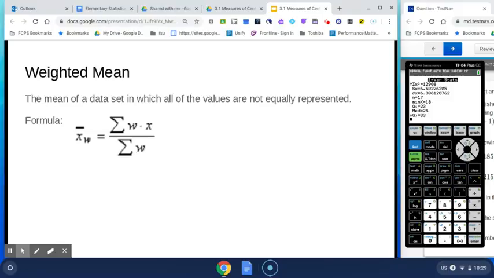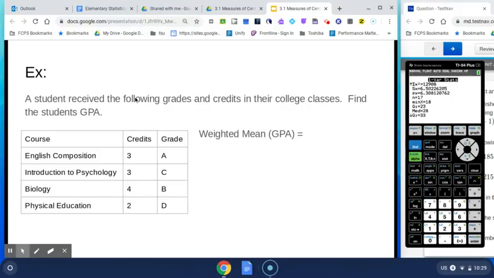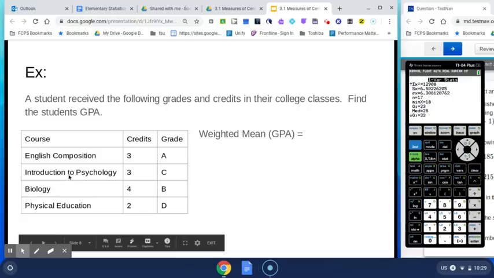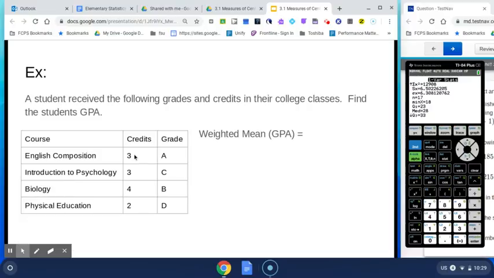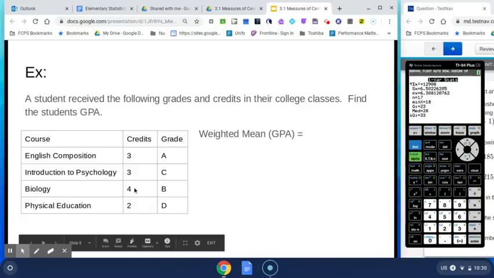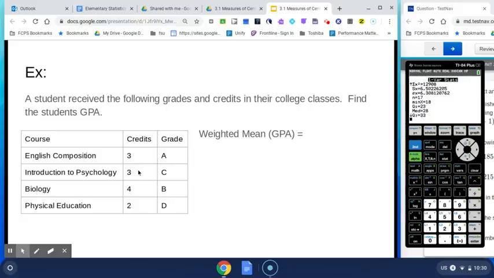Okay, so taking a look at our first example, we see a student received the following grades and credits in their college classes. We want to find the student's GPA, which is grade point average. So we're asked to find the weighted mean for the GPA, or the weighted grade. Okay, so we see that this student has 4 classes: English Comp, Intro to Psych, Bio, and Phys Ed. The credits, so each class is not weighted the same. The Bio class is worth more than the Phys Ed class. It's weighted higher. Okay, and we see the English Comp and the Intro to Psych are both weighted with 3 credits. And then we see a grade of A, C, B, and D.